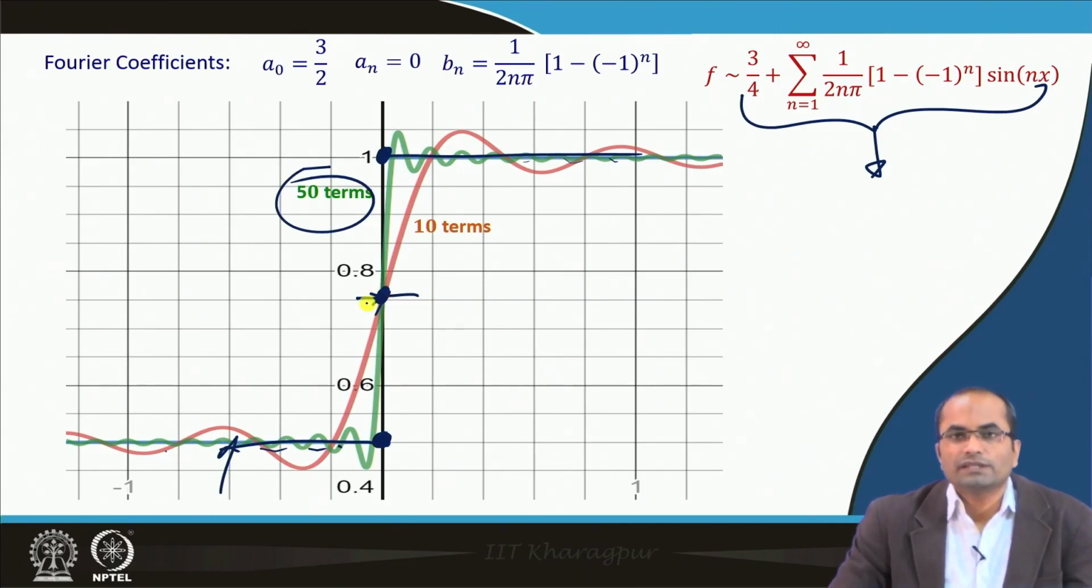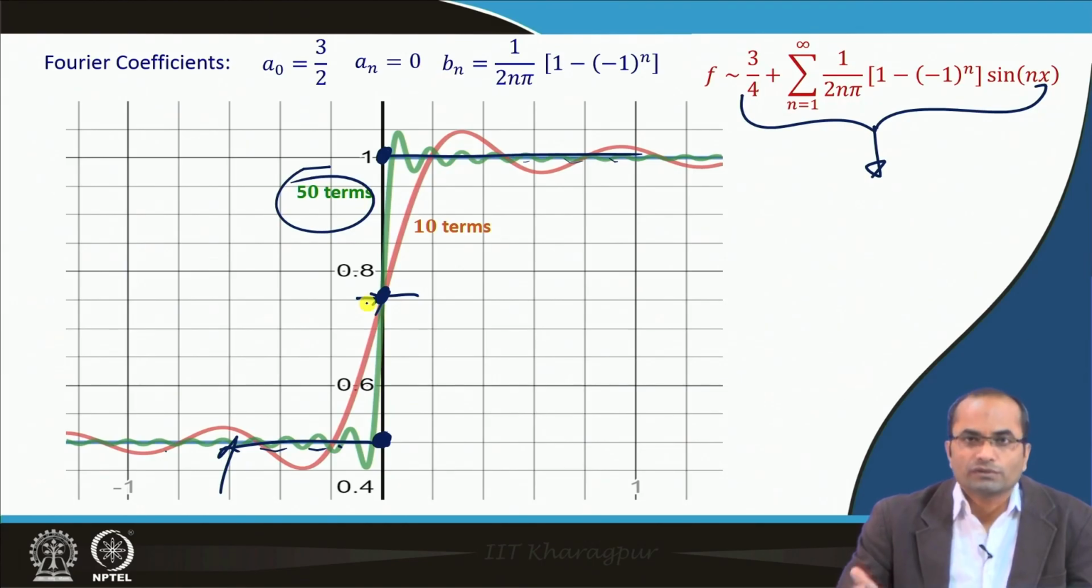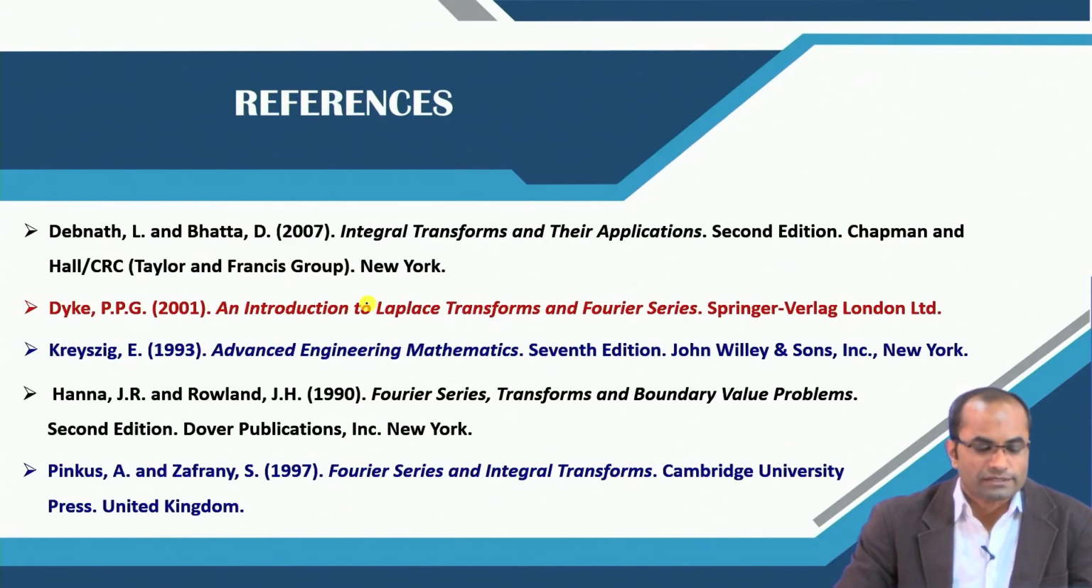So that is what we will see in the next lecture, where we will discuss the convergence of the Fourier series: under what condition it will converge, and whether it will converge to the given function or to some other function, and what that function will be. All these discussions will take place in the next lecture.